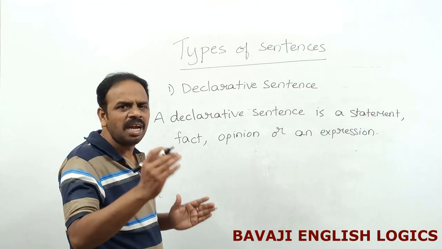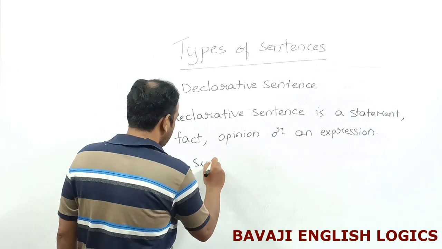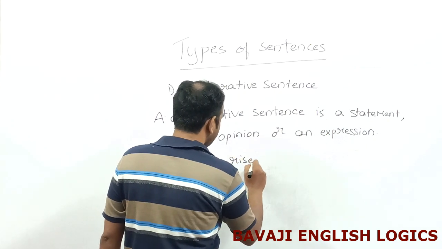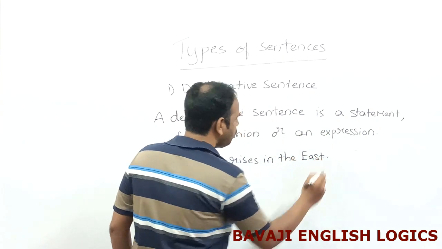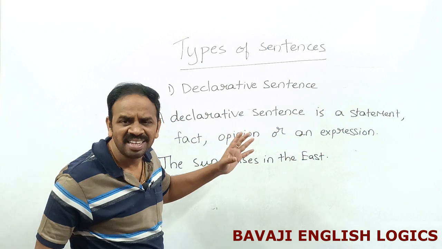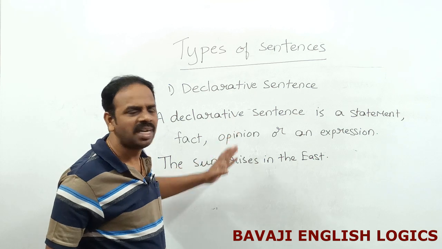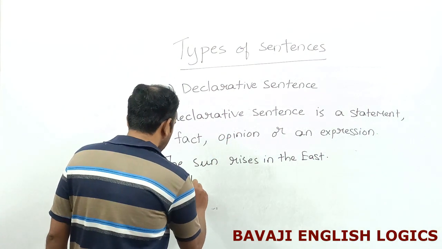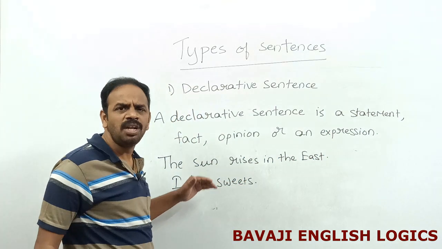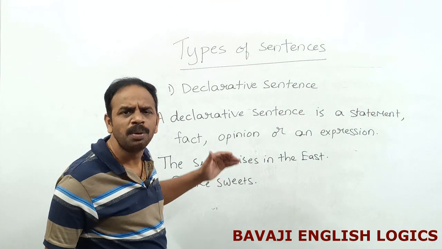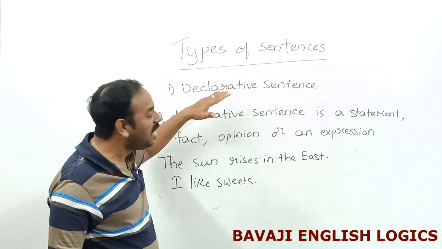What can be the examples of declarative sentences? The sun rises in the east. This is a fact. So this becomes a declarative sentence. I like sweets. This is an opinion. So this comes under declarative sentence.